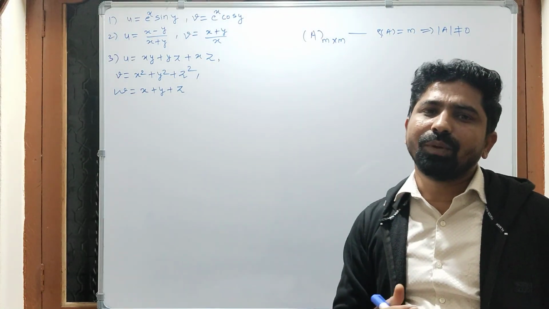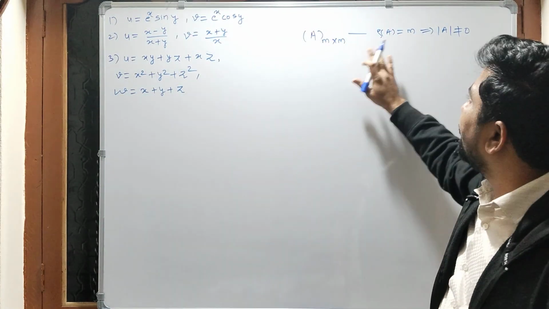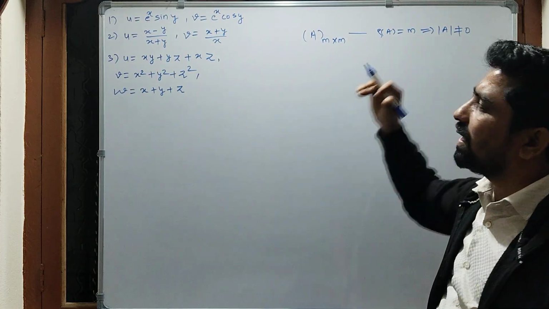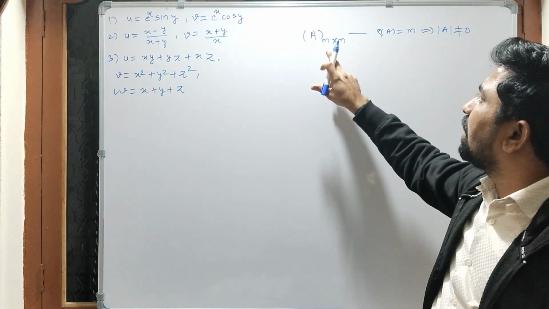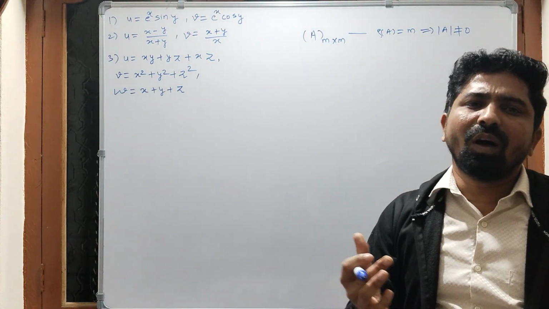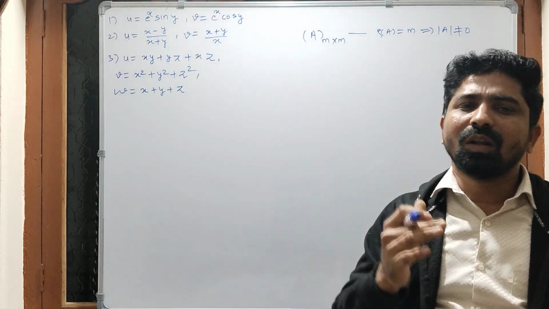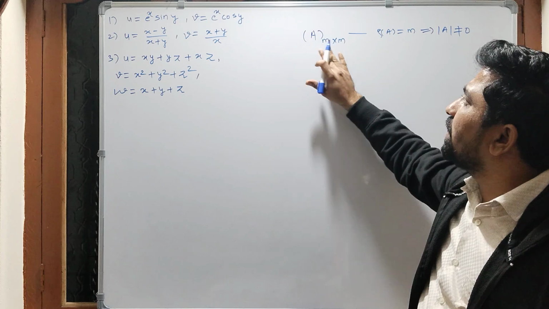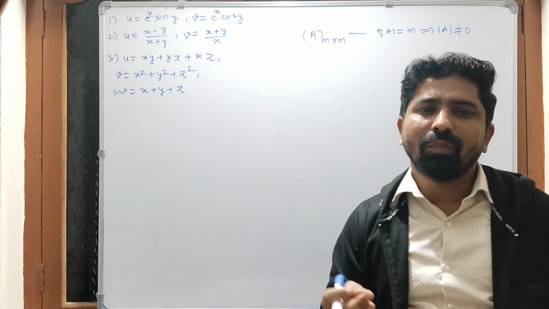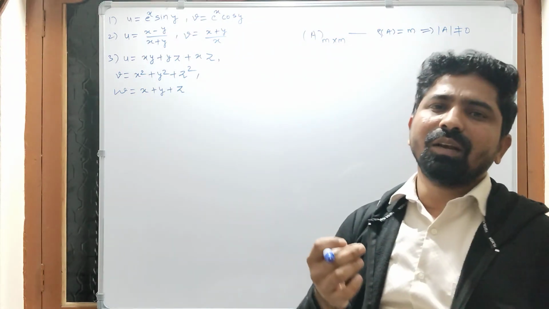What is meant by rank of A equal to m? The rank of your matrix, that is m, indicates that in my matrix the number of linearly independent rows is m, meaning no row is a multiple of another row. That means m rows in this matrix are linearly independent. What is meant by linearly independent rows?